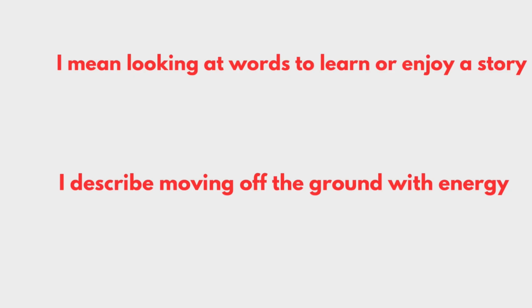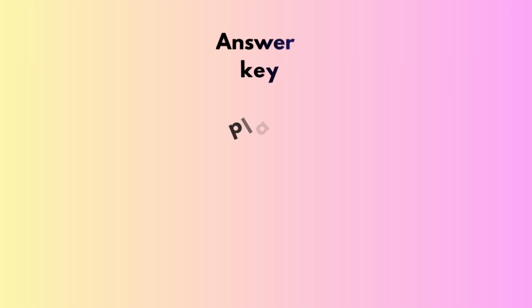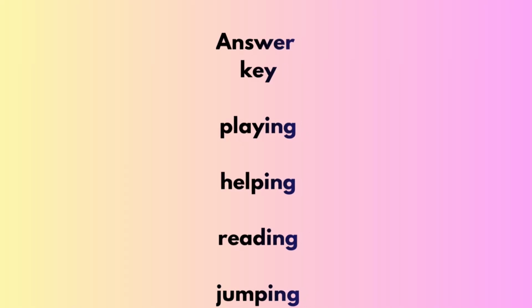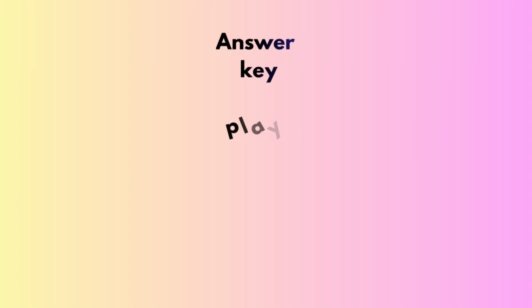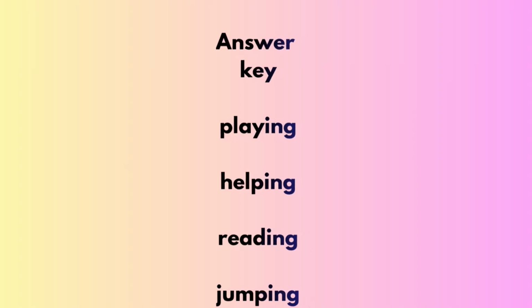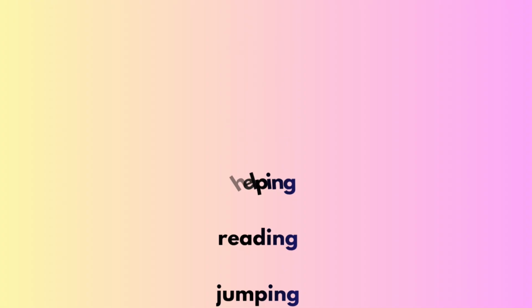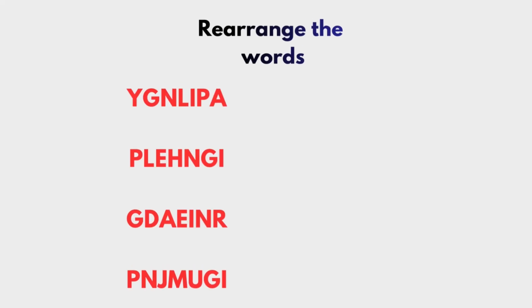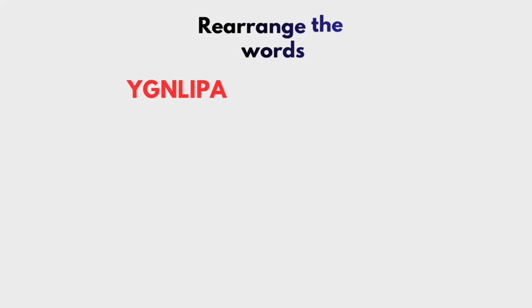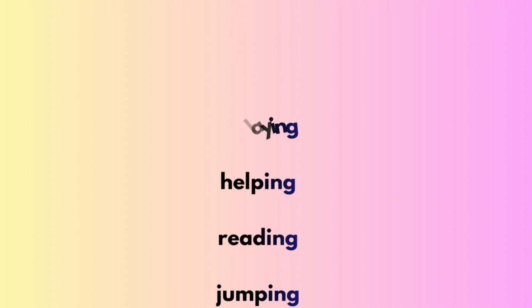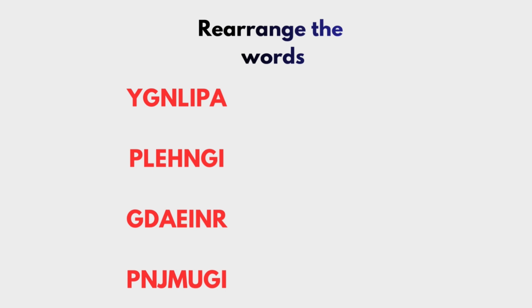Next we have rearrange the words. Some given words are already here. You need to rearrange them and make a meaningful word. First is YGNLIPA. You need to rearrange it and see what meaningful word it could be. Next, PLEHNGI. So next is GDAEINR. Think about it and rearrange. PNJMUGI. Later you have to check your answers also at the next slide.